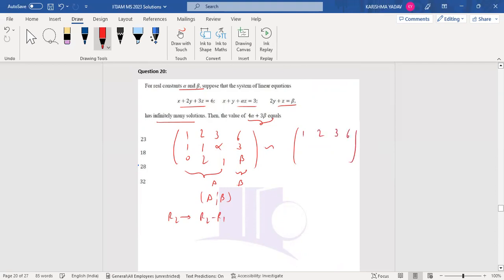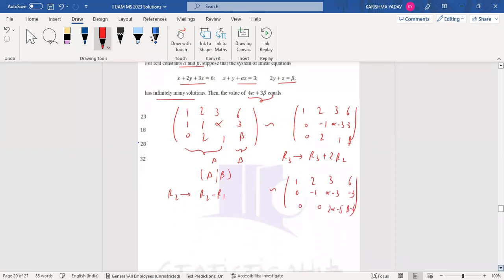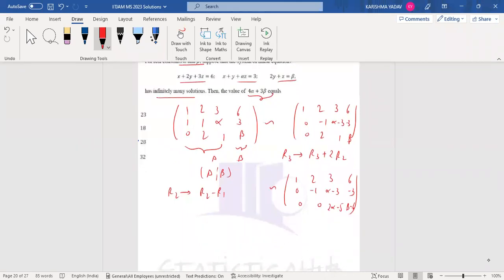1 2 3 6, and this is 1 minus 1 is 0, minus 1, alpha minus 3, and this will be minus 3, right? Minus 3, and 0 2 1 beta. Now apply a further transformation on R3, that is R3 plus 2R2, and after this we will get 1 2 3 6, 0 minus 1, alpha minus 3, minus 3, 0 0 2 alpha minus 5 and beta minus 6. So this is the matrix after transformation.